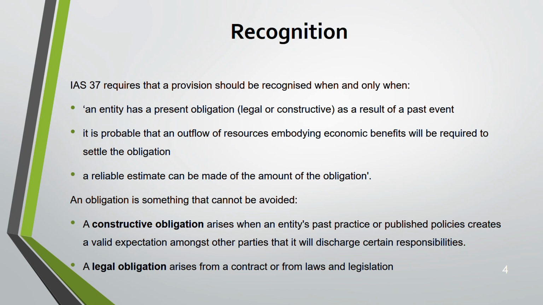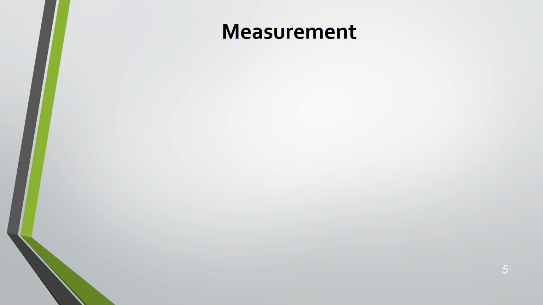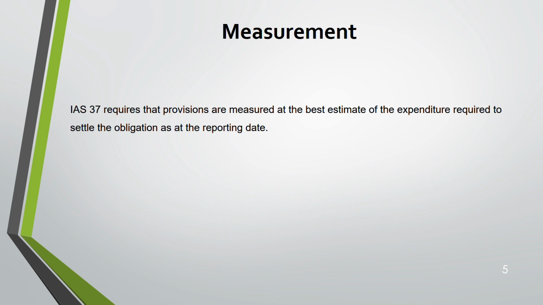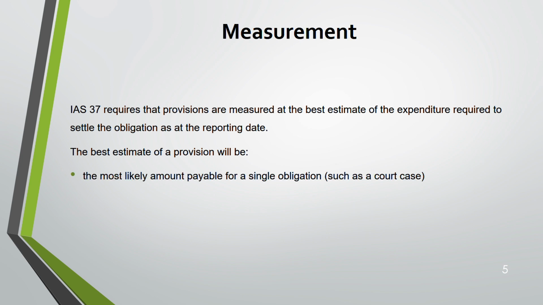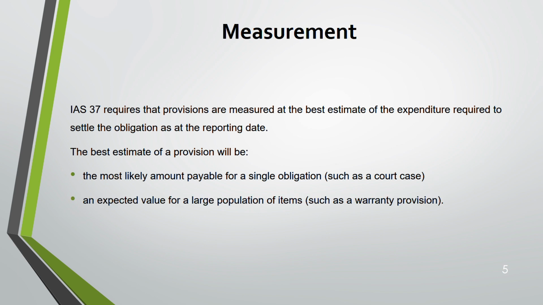Now, coming to the measurement. IAS 37 says provisions are measured at the best estimate of the expenditure. The best estimate of provision will be the most likely amount payable for a single obligation. Let's say in a court case, they will tell you that you have a 30% chance of winning this case or 70% chance of winning this case. So you recognize the provision up to that amount. Or an expected value for a large population of items such as warranty provision.